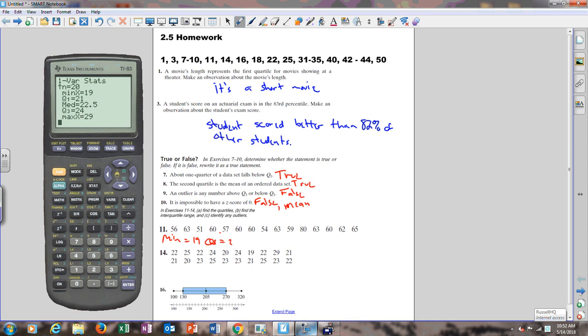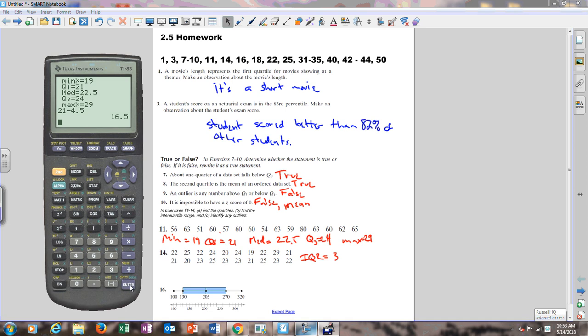Q1 is 21, the median is 22.5, Q3 is 24, and the max is 29. Then we do Q3 minus Q1, that would be 24 minus 21, which gives you 3. So IQR is 3. 1.5 times 3 gives you 4.5. Let's do 21 minus 4.5. We're looking for any outliers now. That's going to give us, I have no idea. That's sad. 16.5.